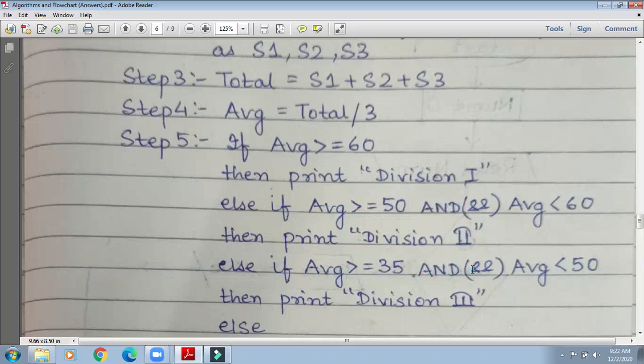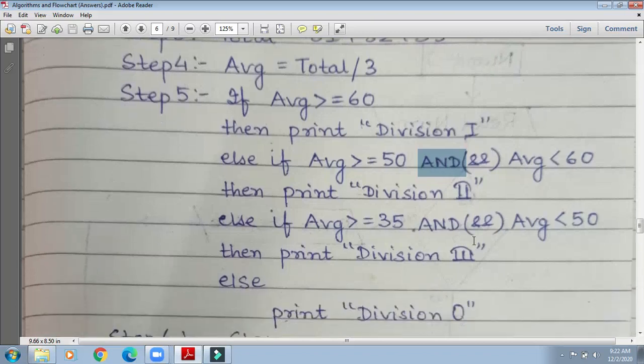This sign I have just given as a sample, because in some answers of algorithms you will see this one only. Suppose in graduation you are writing a flowchart or algorithm, so you can see this symbol also. That is why I have written it, no problem. AND is also correct, no problem. You can write AND.